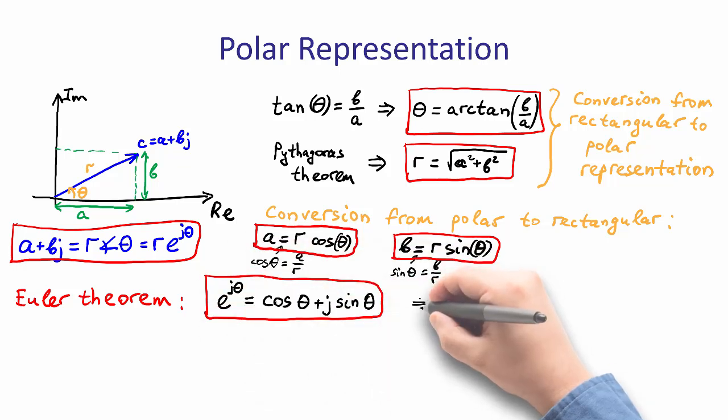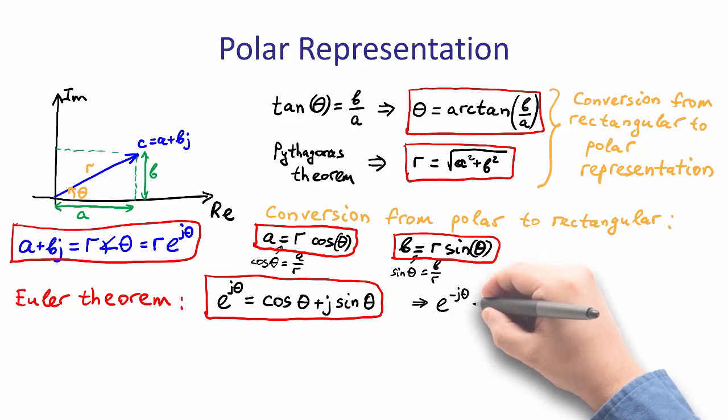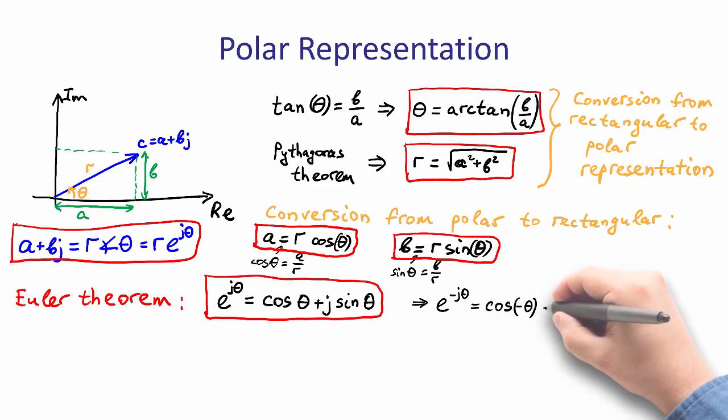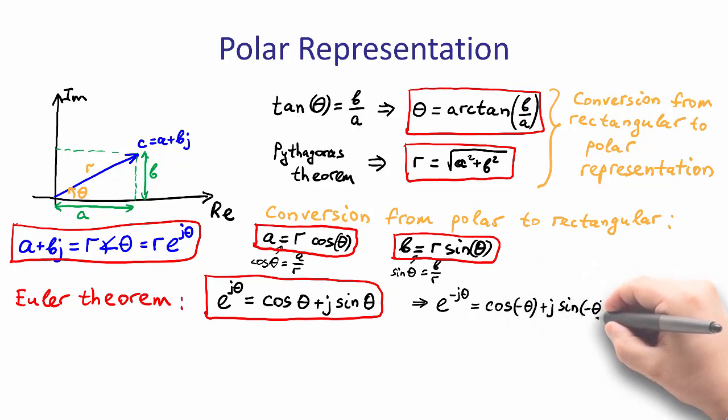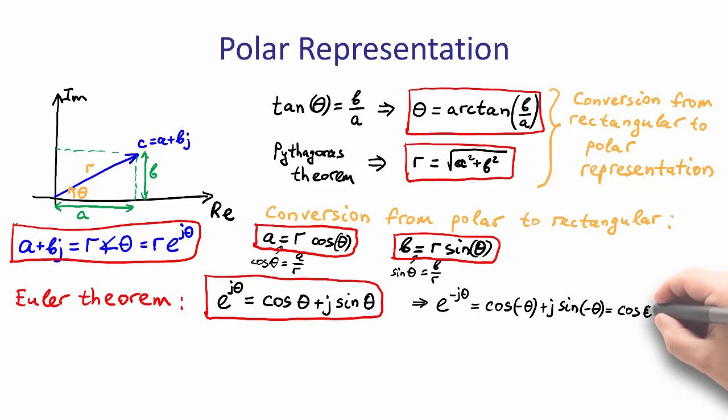Now, if we replace theta with minus theta in the same theorem, we can get that e to the power of minus j theta is cosine of minus theta plus j sine of minus theta. But since cosine of minus theta is the same as cosine of theta because of the symmetry of that function, and sine is asymmetrical, so sine of minus theta is basically minus sine of theta, we can write that e to the power of minus j theta equals cosine of theta minus j sine of theta.